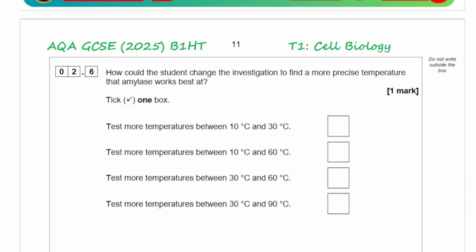So test more temperatures between 10 and 30. Test more temperatures between 10 and 60 would actually be better. 10 and 60, that includes 30.